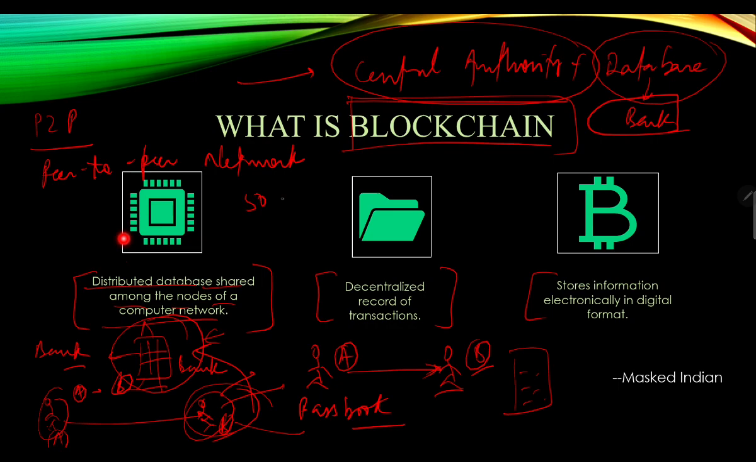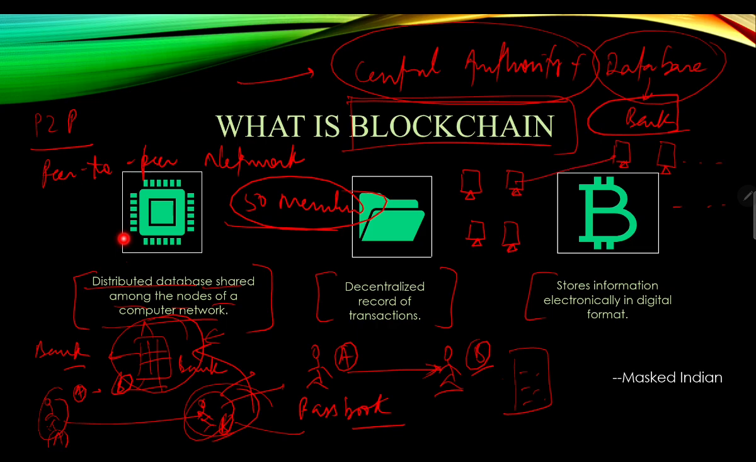Suppose there are 50 members in a network. Suppose there is a first computer, a second computer, a third computer, a fourth computer, a fifth computer, a sixth computer, and so on. This one is connected with this one, and this is connected with the next computer, and this one, and further this one. This is how a peer-to-peer network looks.